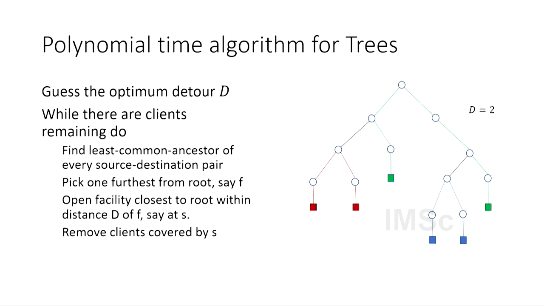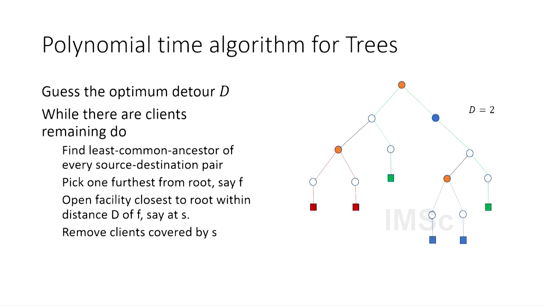And we turn this around, we say, let's first guess the value of the detour that you need to make. So suppose my guess is D. So with this value of detour, let's run through the algorithm. You would find the least common ancestor of each of these source destination pairs. So those are your least common ancestors. And now you're going to take the one which is furthest away from the root. So that would be this one here. This is the one which is furthest away from the root.